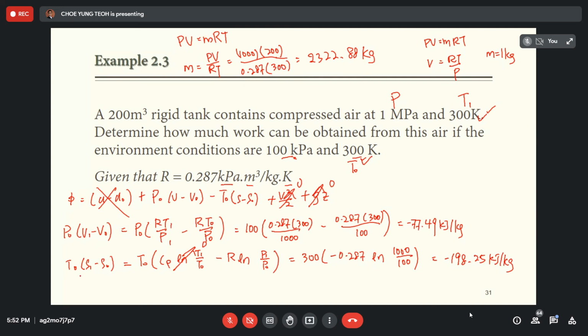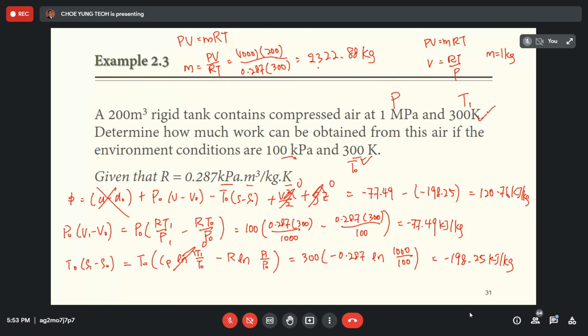Okay, so we have this term, and then I can substitute into the equation for 5. So P minus P0, I have negative 77.49, and minus T0 times S minus S0, I have negative 198.25. So the total I have is 120.76 kilojoule per kg. Okay, and this is the exergy I have per unit kg.